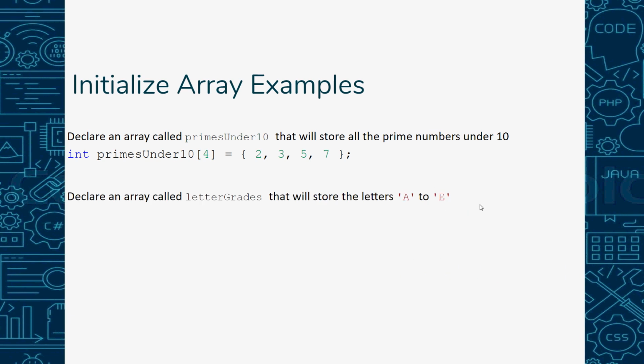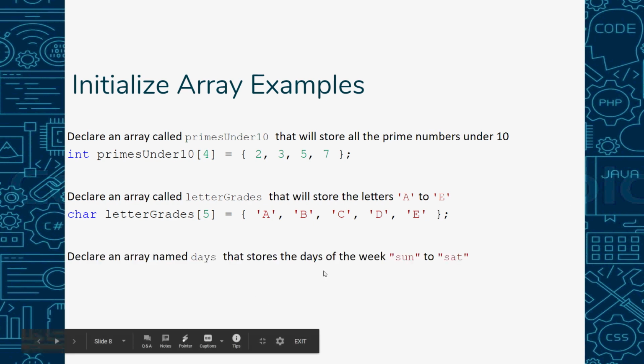Here's another one. This one's storing letter grades. So letter grades is going to be a character. So this time I'm going to say char, and then whatever I want to name it, letter grades. And it was going to store the letters A to E. Let's just show you. Char, letter grades 5, A, B, C, D, E. Now the reason I have single quotes is because it's a single character. If I had had strings, then I would use double quotes on it.